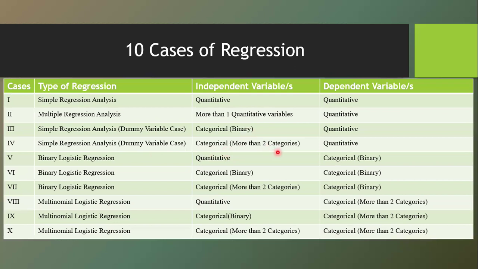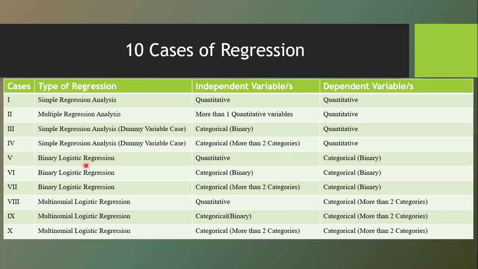In the fourth case, you need to have your independent variable with more than two categories. Whenever your independent variable has more than two categories, there is a slight change in your regression analysis.